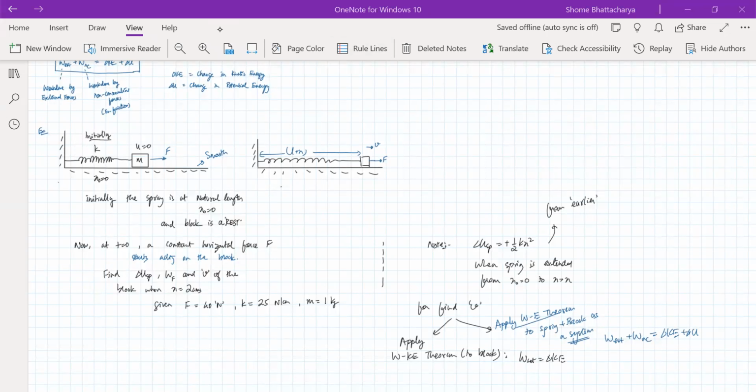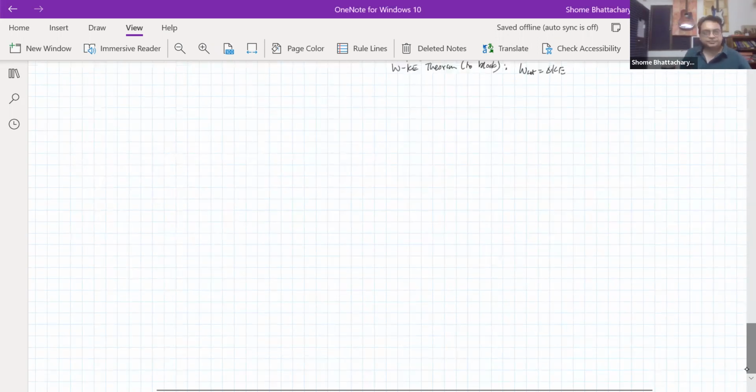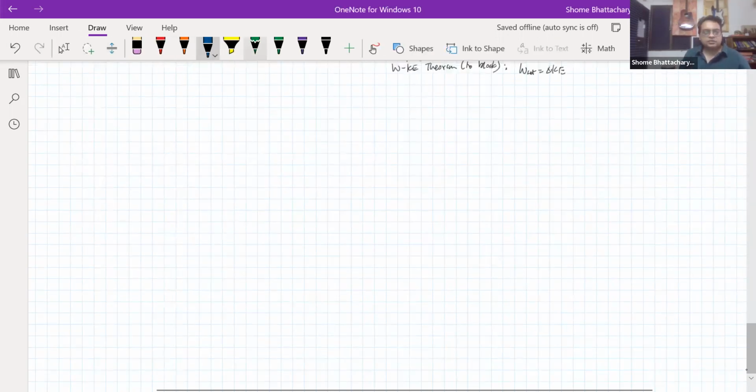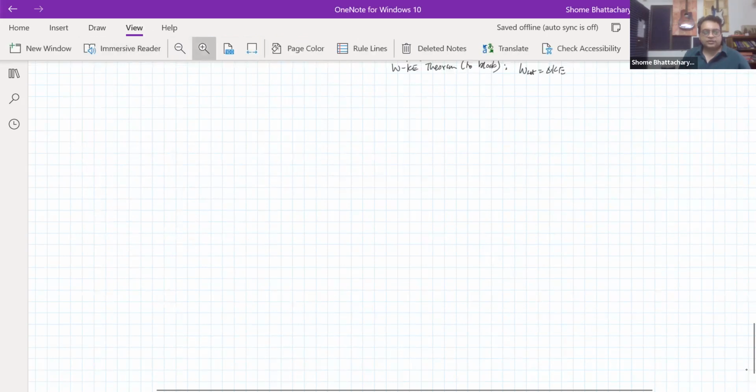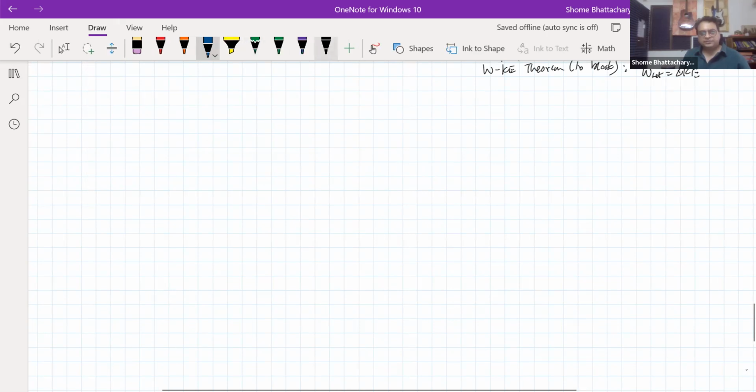Okay, so let's understand each of these theorem kind of things that we can apply here. As I said, to calculate the change in potential energy of the spring, we just need to apply the formula.